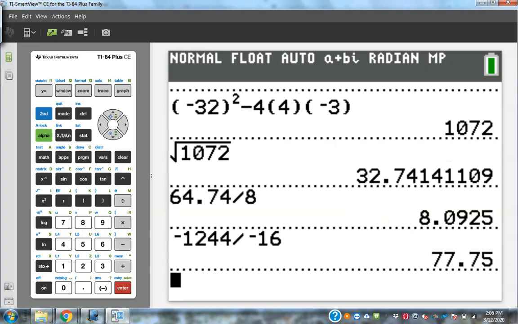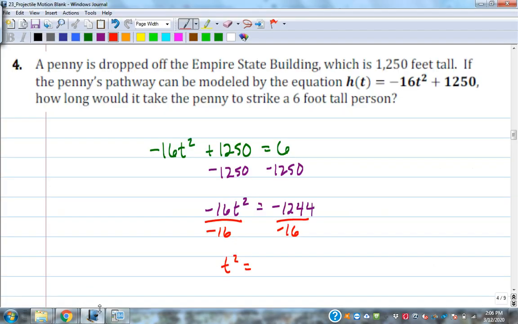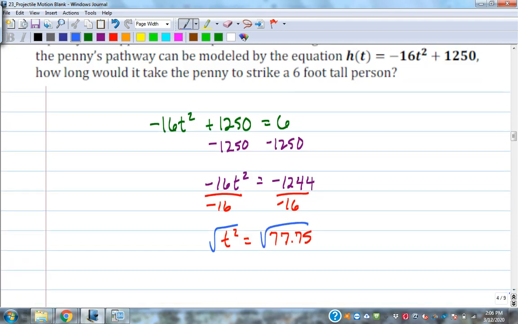I don't know my 1244 divisions, especially by 16. So 77.75. And then I'm going to take the square root of both sides. Do I even need to take the negative side of that? Because remember when we did that in class, we always put that plus and minus in it. Why do I not need the minus side on this one? Never going to have negative time. We can't travel through time, can we?